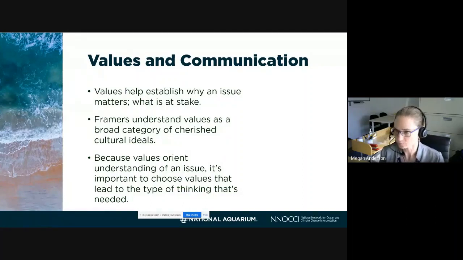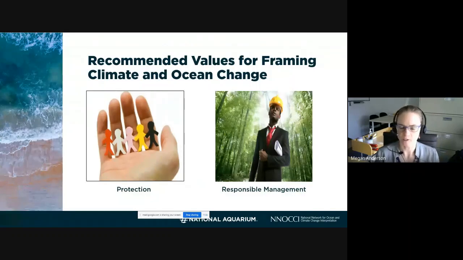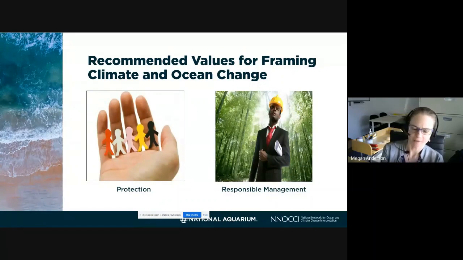This framework did test a whole host of values. The two that tested the strongest in terms of getting people to productively engage were protection and responsible management. And these do not have to be used only one at a time. You can absolutely use both of these values in your communication at the same time. But if you cue the value of protection or responsible management early and often in a conversation, it will much more strongly connect the audience you're talking to with what you're talking about.